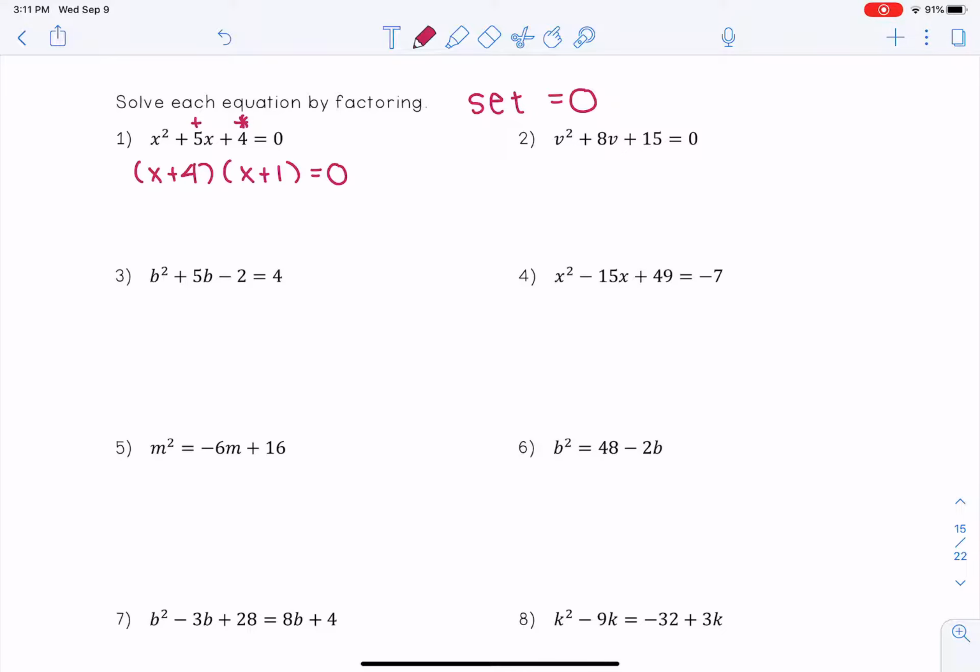Now, I can either say this is equal to 0 or this is equal to 0. So x plus 4 equals 0 or x plus 1 equals 0, and then I'll solve for x. Well, x equals negative 4 or x equals negative 1, and those are my two solutions.